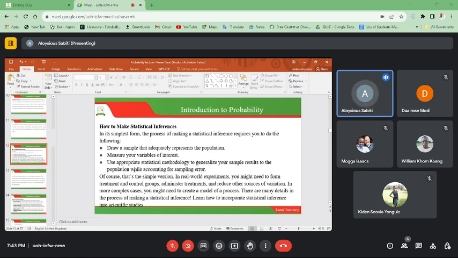Two, you have to measure your variables of interest. What do you want to measure? You want to measure the effectiveness of disease.